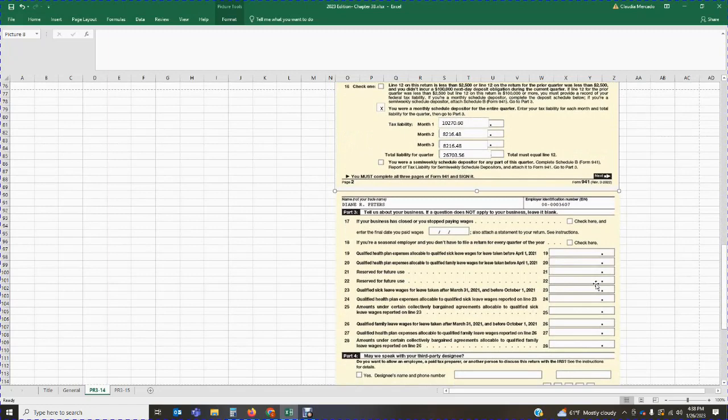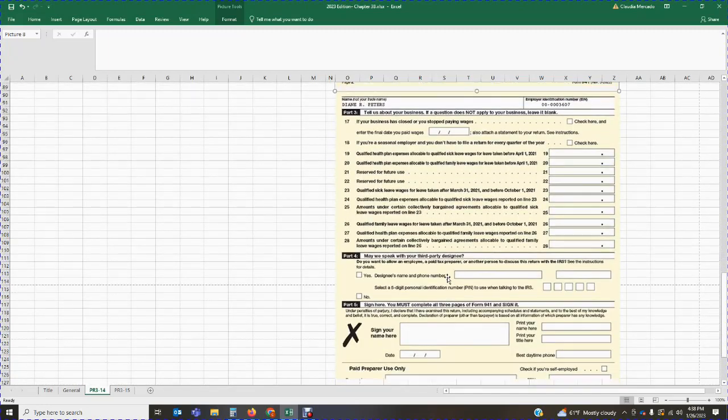It says, tell us about your business. If questions do not apply, leave blank. So if your business has closed, check here. That does not apply to us. Seasonal employers does not apply. Qualified health plan allocable to qualified sick does not apply. Reserved for future use does not apply. So none of this applies to our business right now. None of that information was provided. So we're going to skip part 3. There is no information that needs to be filled in part 3. Does not apply to this problem.